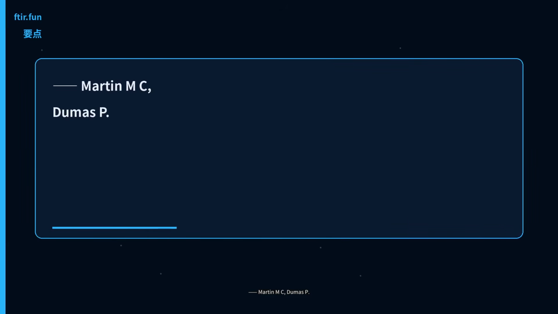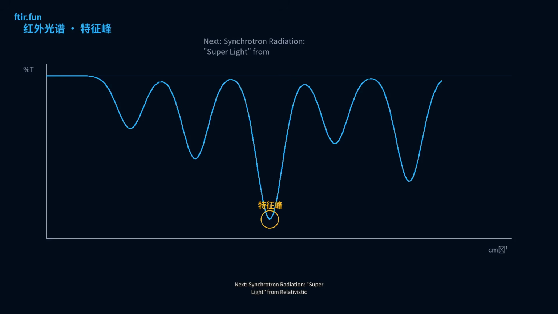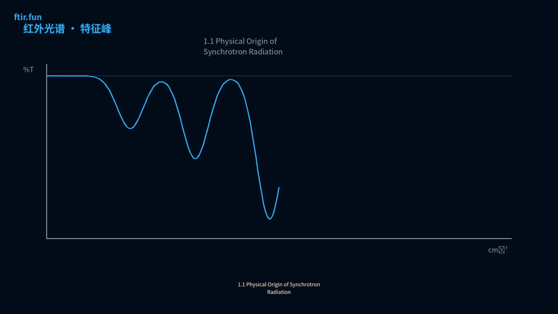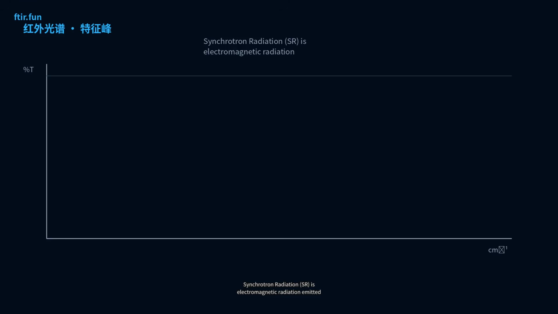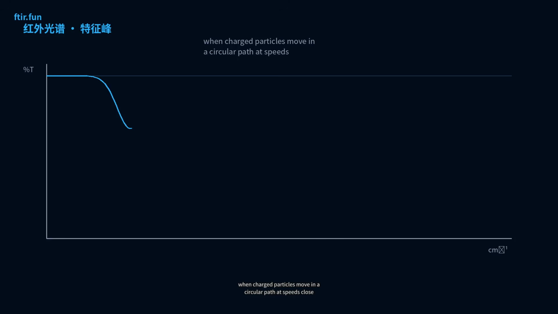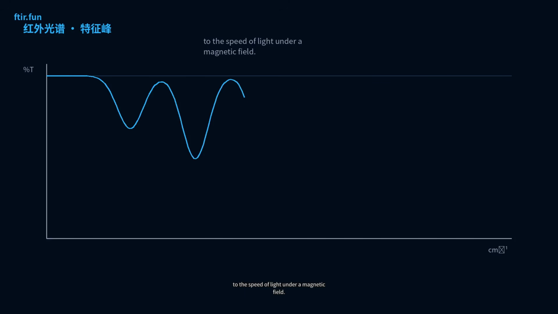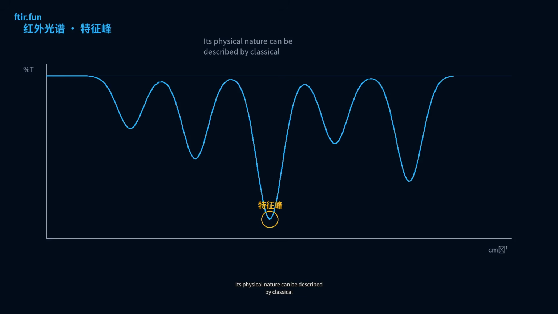Next, synchrotron radiation, superlight from relativistic electrons. 1.1 Physical origin of synchrotron radiation. Synchrotron radiation, SR, is electromagnetic radiation emitted when charged particles move in a circular path at speeds close to the speed of light under magnetic fields. Its physical nature can be described by classical electrodynamics.